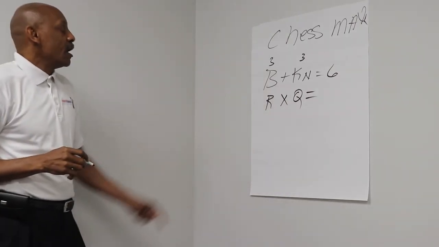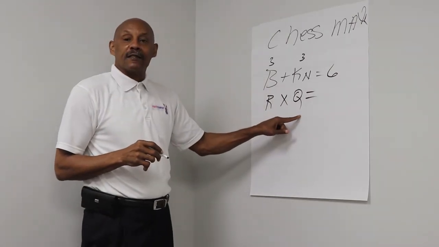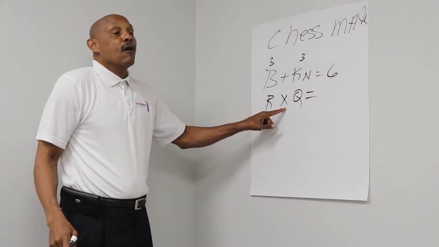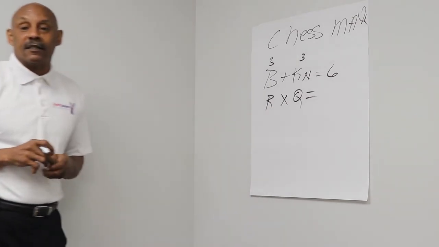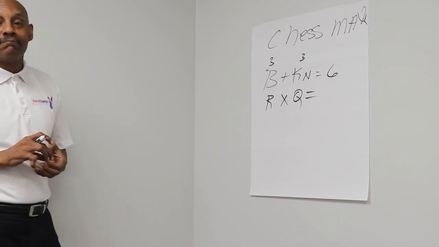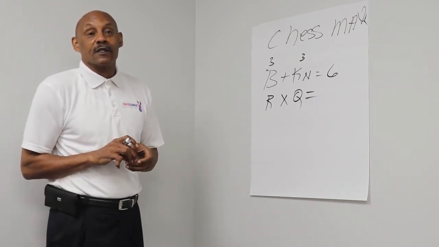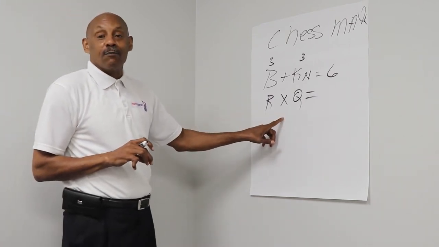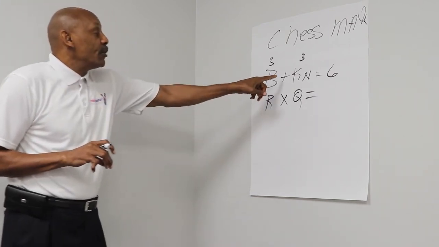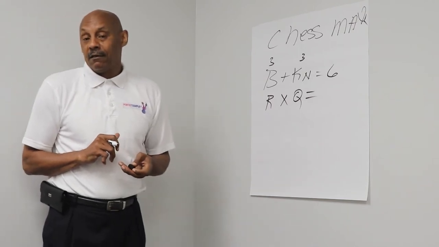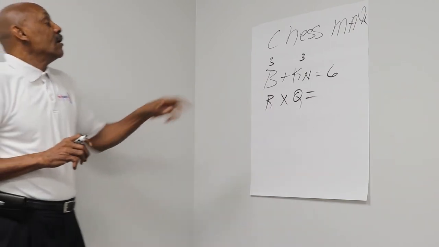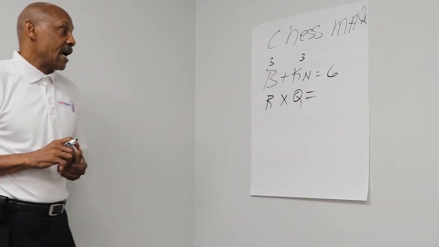Okay, we'll make it a little bit harder. Now we're using the multiplication sign, and if you remember the multiplication sign, what piece moves like the multiplication sign? Working on your memorization. I'll answer that question for you. The bishop moves like the multiplication sign. What piece moves like the plus sign? And we went over this in the first section, okay? The rook moves like the plus sign, okay?